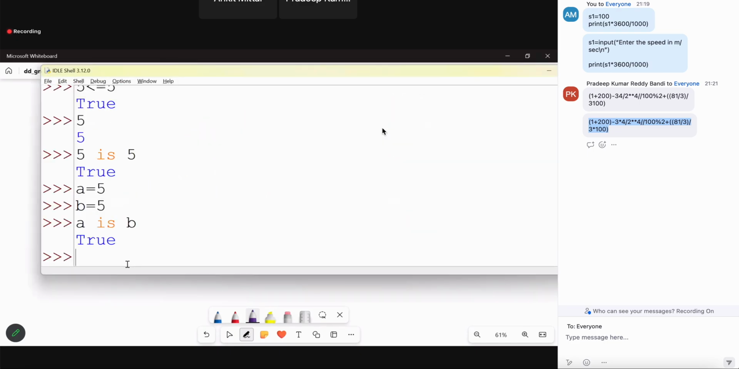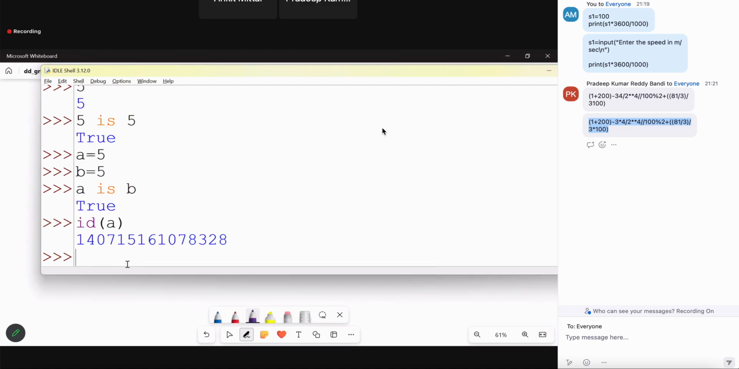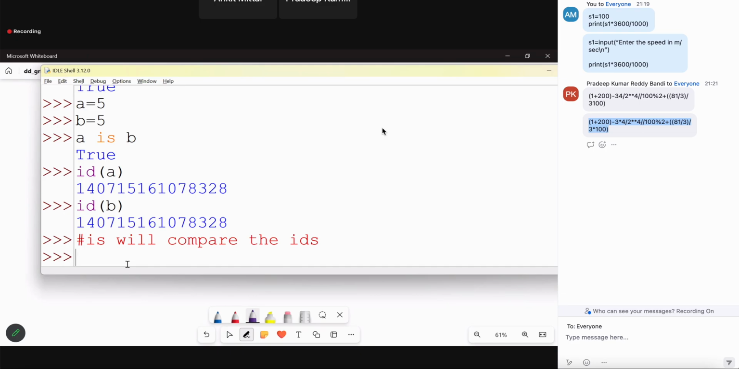We can do it by calling the id function. id of A, id of B. This will give a memory address, for the CPython implementation, and we are using CPython. So id gives you the information about whether they are in the same place or not. In fact, when you use the is operator, is compares the IDs only. Both IDs are matching, then only it will say yes. If not, it will not say yes.